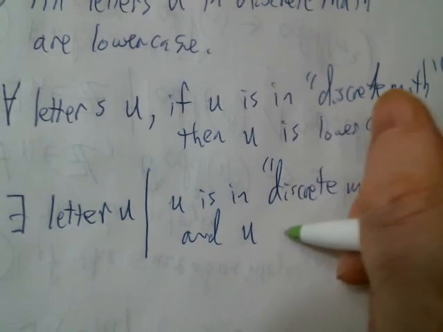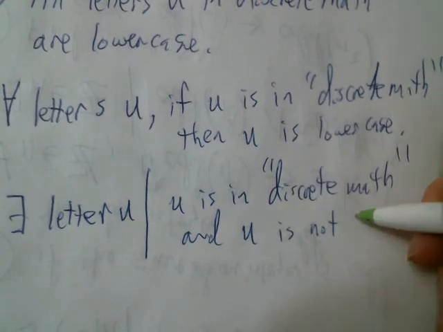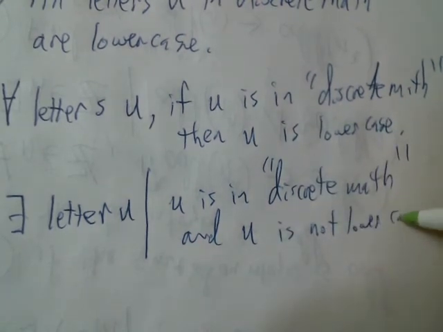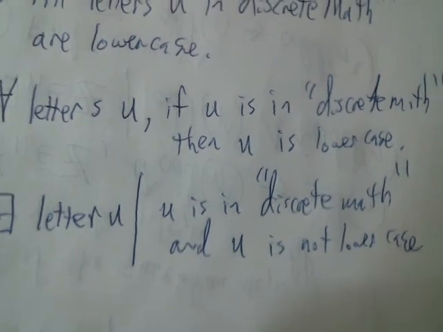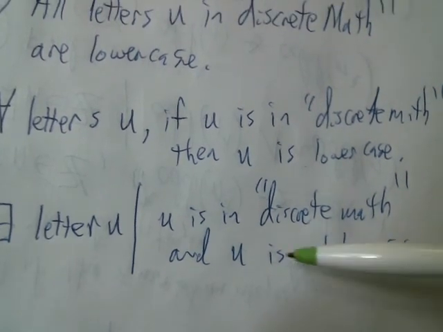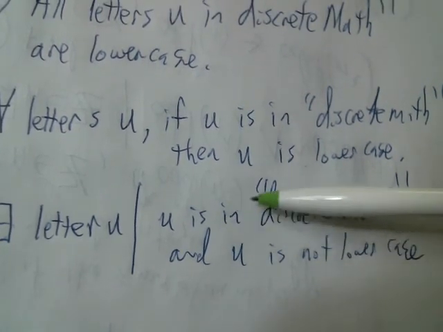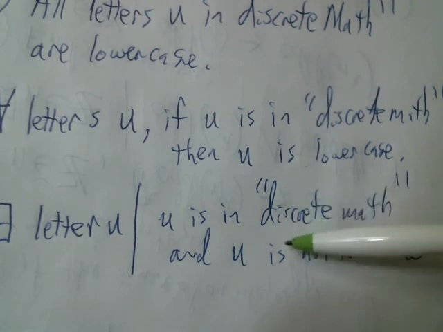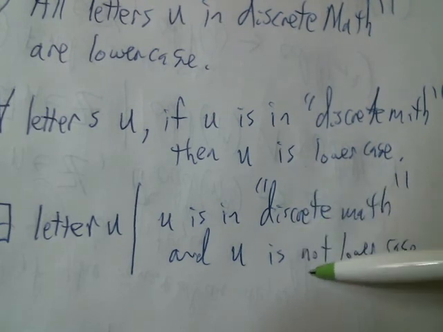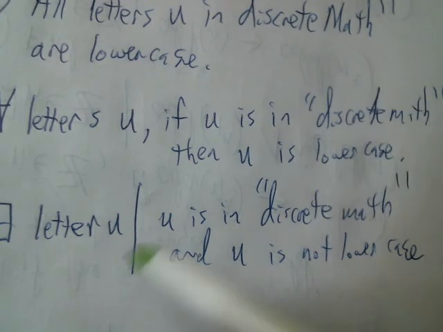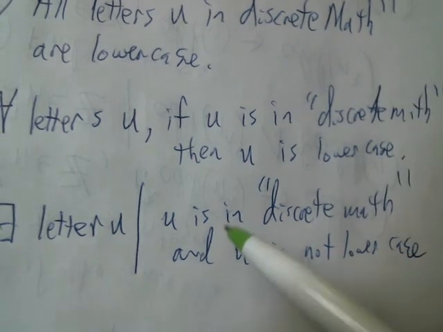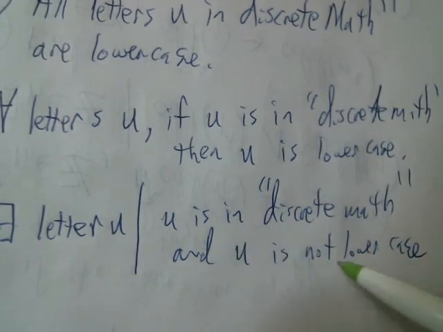And U is not lowercase. Okay, so clearly in this case, it's going to not work, right? There are no U's in discrete math. Okay, this is saying there exists one. No, there's not. So this is just patently false.